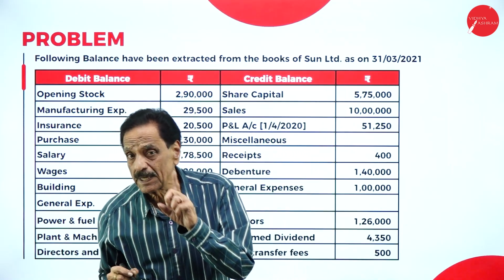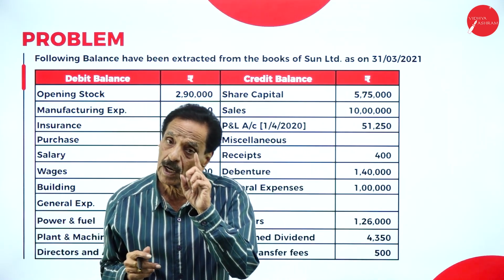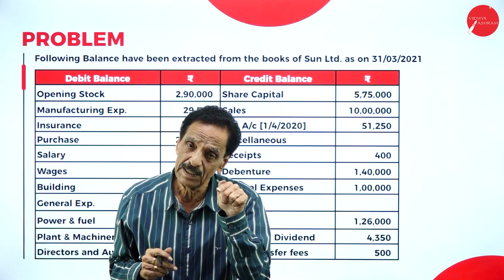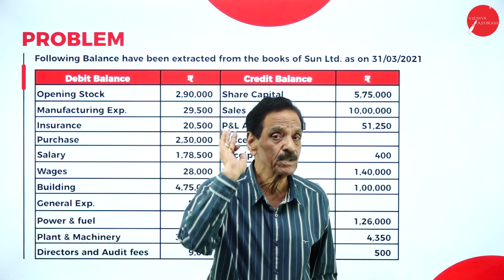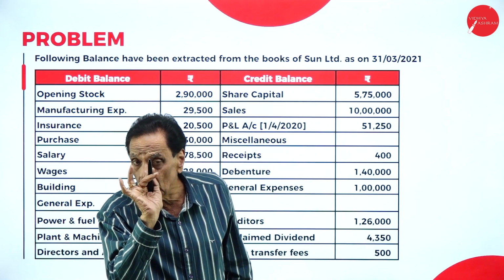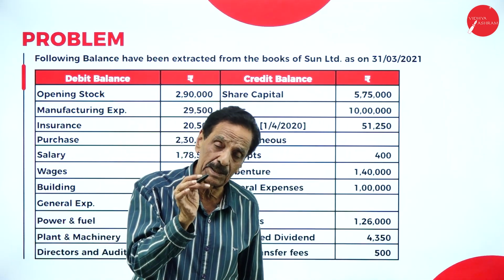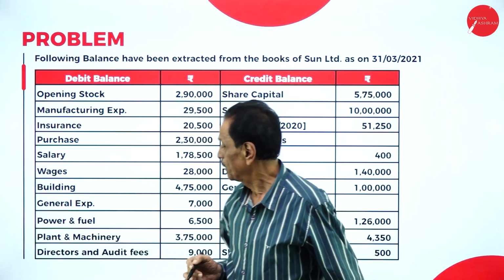The items in the trial balance should appear only once. The items in the adjustments should appear twice. I will repeat. The items in the trial balance should appear only once. The items in the adjustments should appear twice.